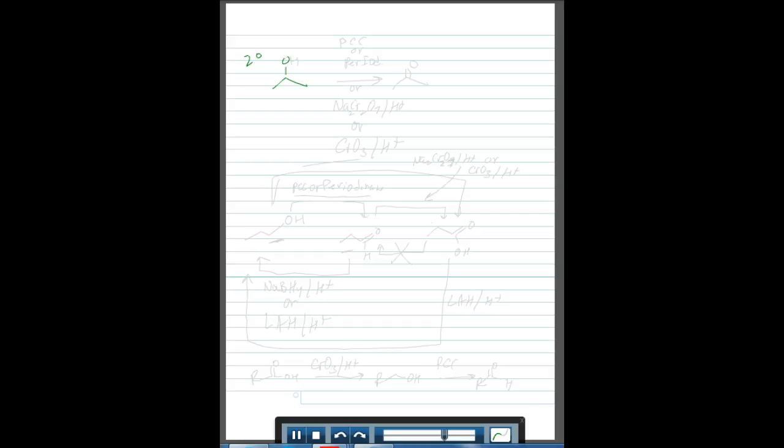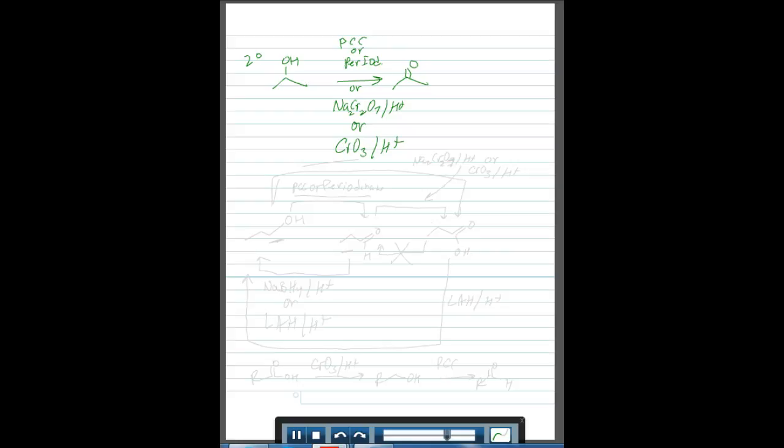So if you have a secondary alcohol, remember, you can only oxidize it up to the ketone. So you can use any of the four reagents, PCC or periodinane, or you can use sodium dichromate, or you can use CrO3 in acid. Okay, so for the secondaries, you can use any one because it stops. You can't go any further.